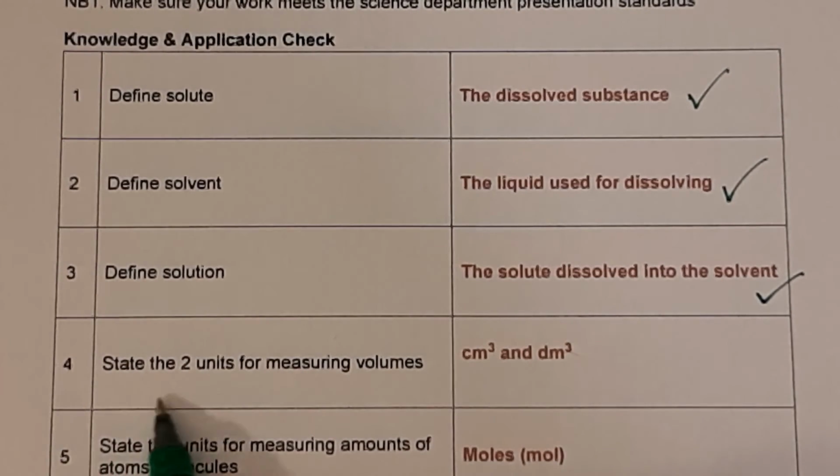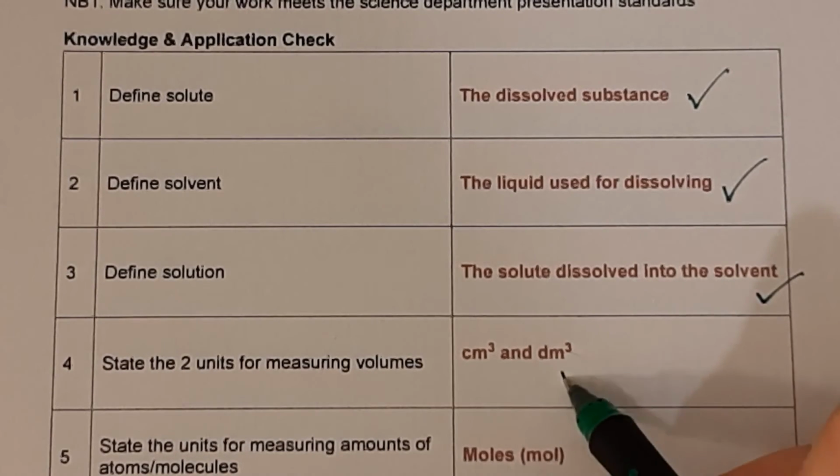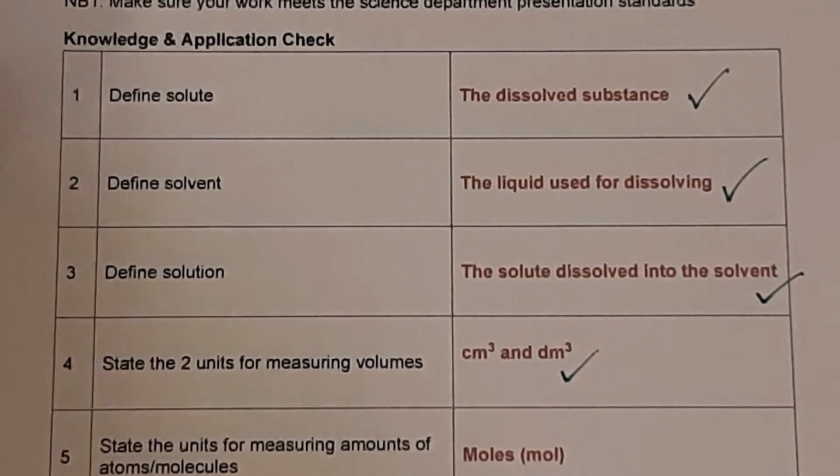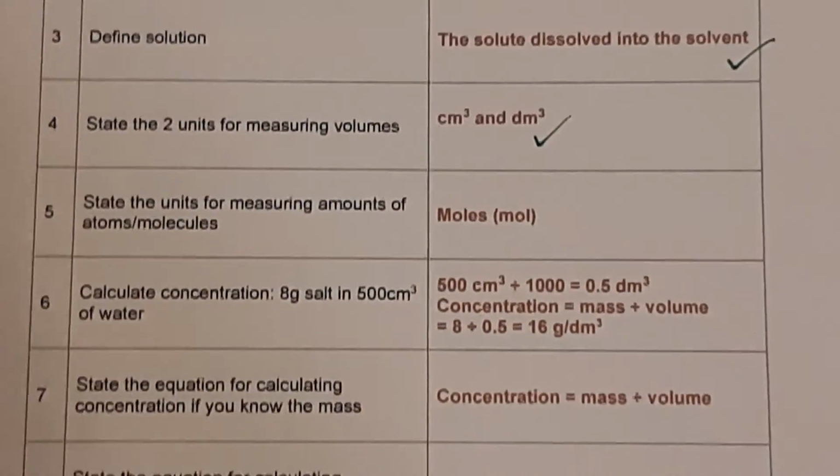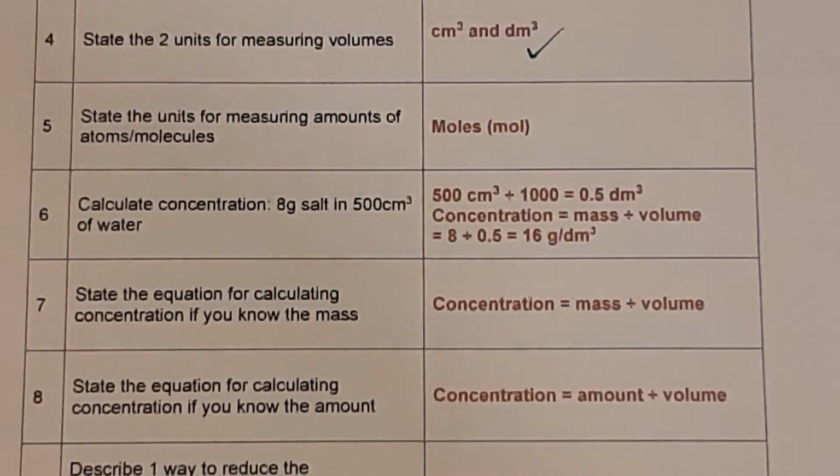Question 4, state the 2 units for measuring volumes. So that's centimetre cubed and decameter cubed. You'll need both of them for the mark. Question 5, state the units for measuring amounts of atoms or molecules. Well, that is moles or mol, M-O-L.